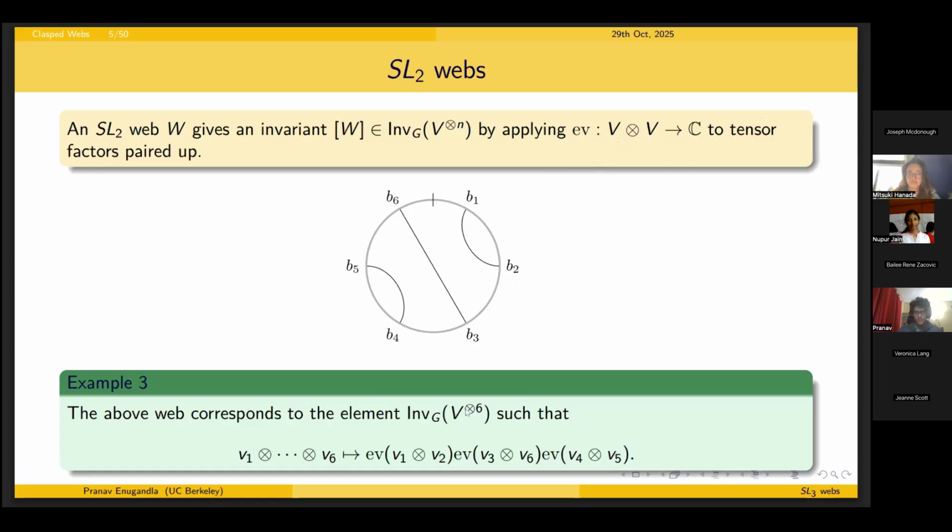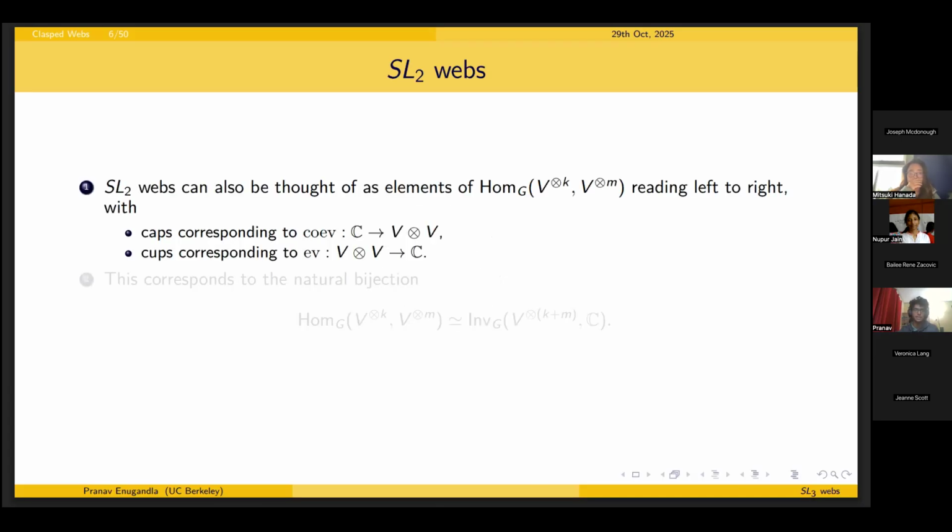So for example, here I have an invariant of the sixth tensor power of V. So I have 6 copies of V. And this picture is telling me that I evaluate the first with the second, the third with the sixth, because that's where the strand goes, and the fourth with the fifth. Right? And every non-crossing matching gives me one such element. And it turns out that this is a basis for my entire invariant space. This is also called the Temperley-Lieb algebra, and this was known very classically since like the 30s or the 40s.